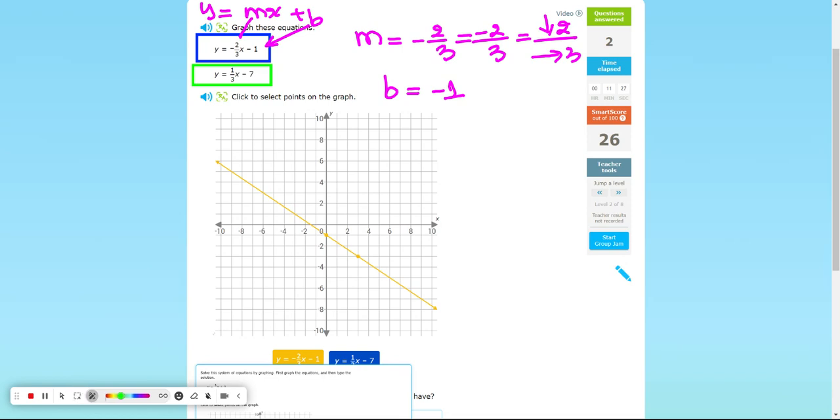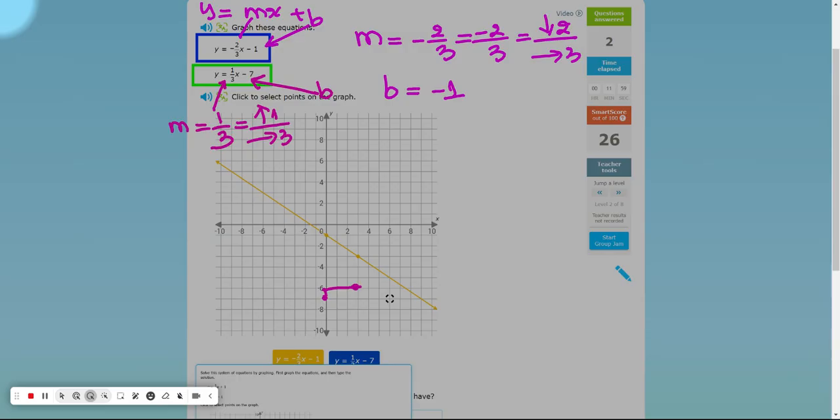Let me get my pen here. You can see the slope m is 1/3. How do you graph 1/3? You go up 1 and then right 3. And you can see the b right there equals negative 7. So let's find negative 7 and then go up 1, right 3. Start at negative 7 for the b, up 1, right 3.